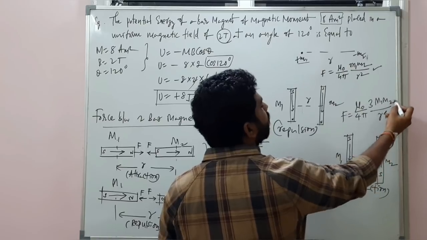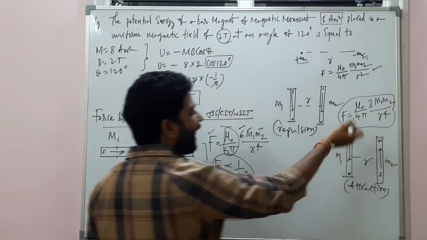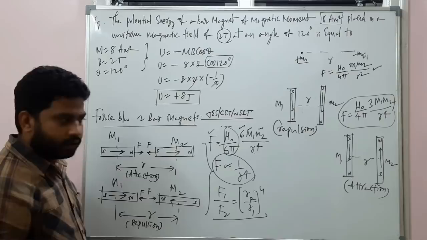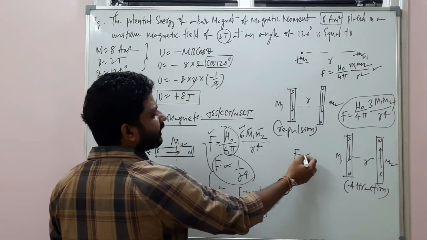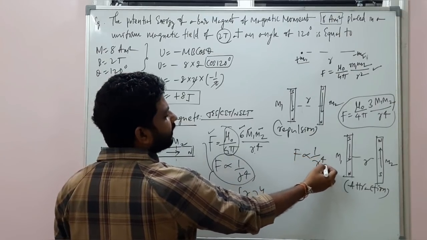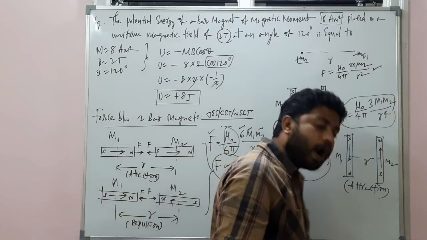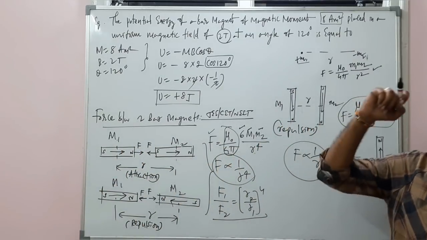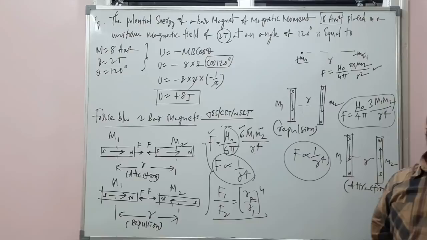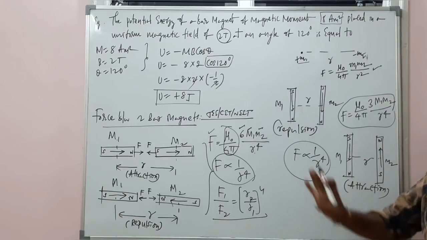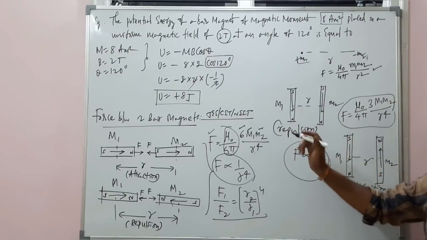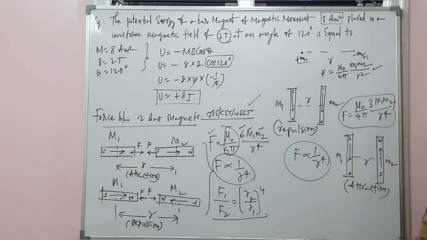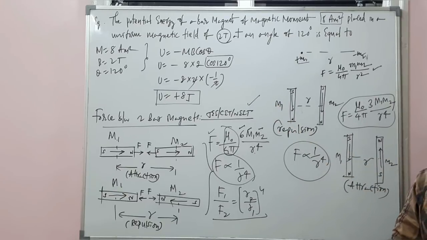So whatever may be the alignment of the two magnets, the force of interaction between the magnets will be inversely proportional to R to the power 4 only. Okay, clear? So remember this concept, and most of the times it was asked in these exams. Clear?